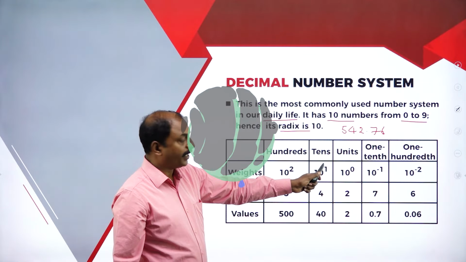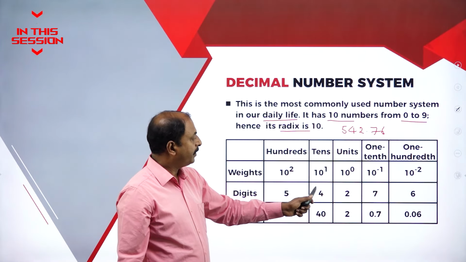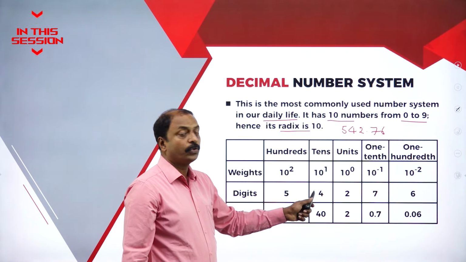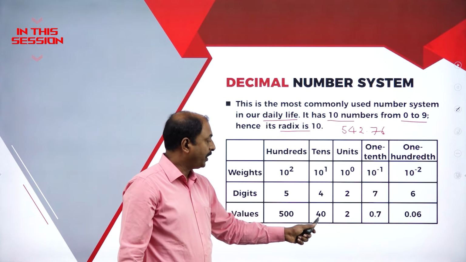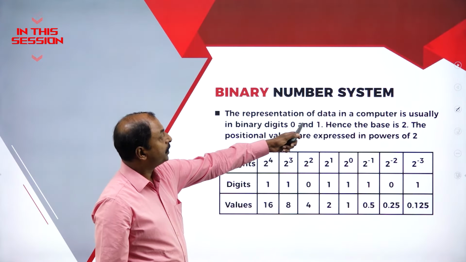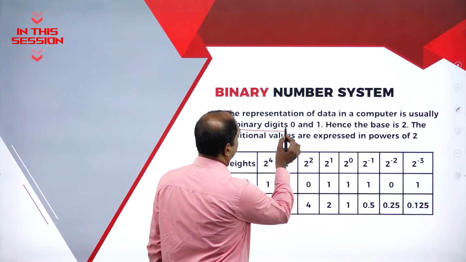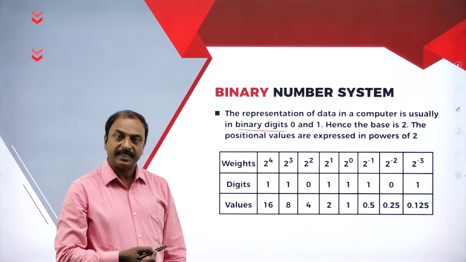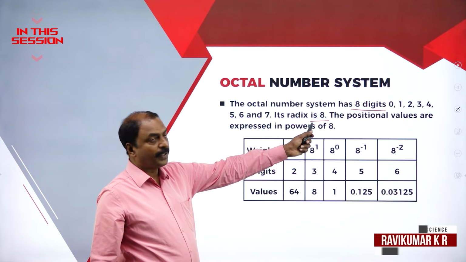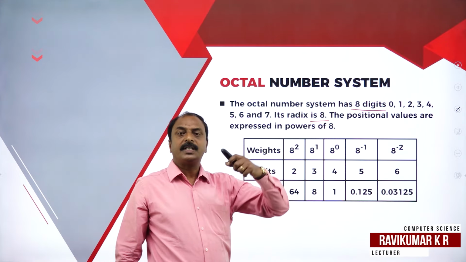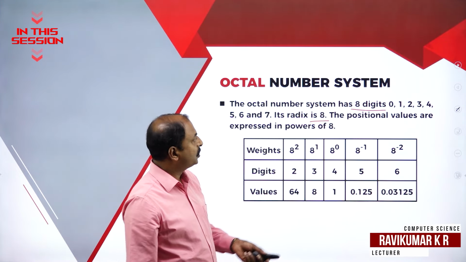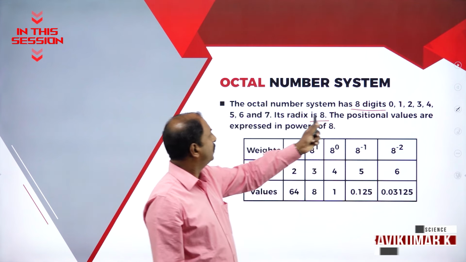10 to the power of 1 is 10, and multiplied by 4, that is 10 into 4, 40. So its value is 40. The representation of data in a computer is usually in binary digits. So this we have learned in basics. The radix is nothing but the base, which is 8. So it consists of 8 digits, starting from 0 to 7.